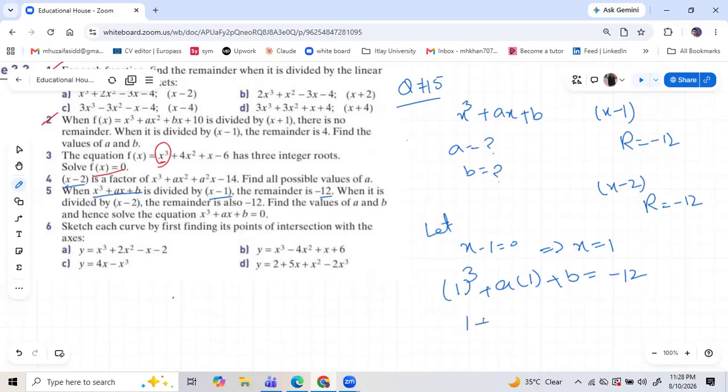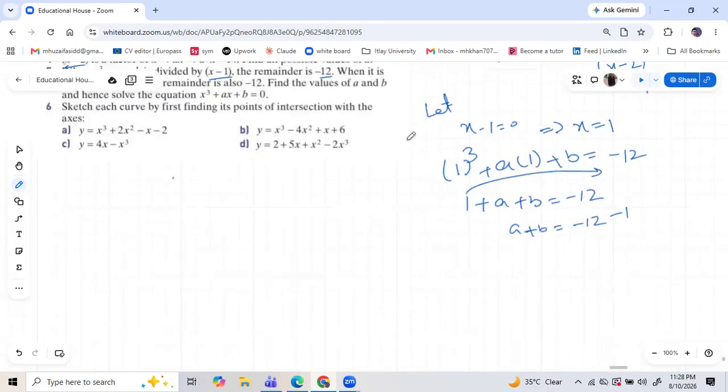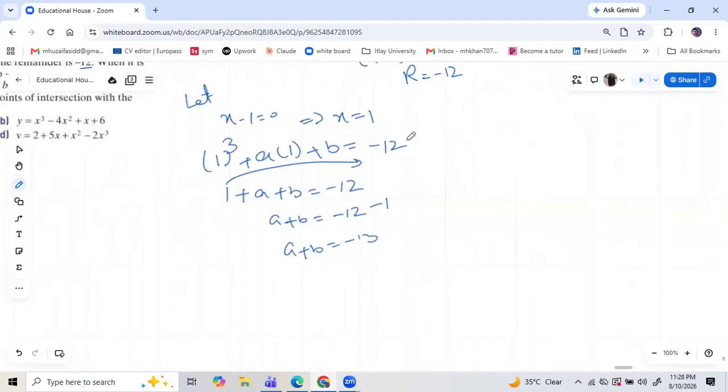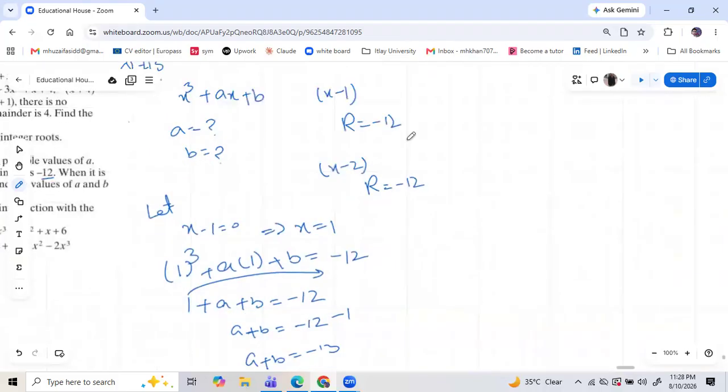So this is 1, this is a plus b, equal to minus 12. So a plus b is equal to minus 12, and plus 1 is going to the other side. This is equal to minus 1. So our a plus b is equal to minus 13. Okay. So we are moving to the next part.